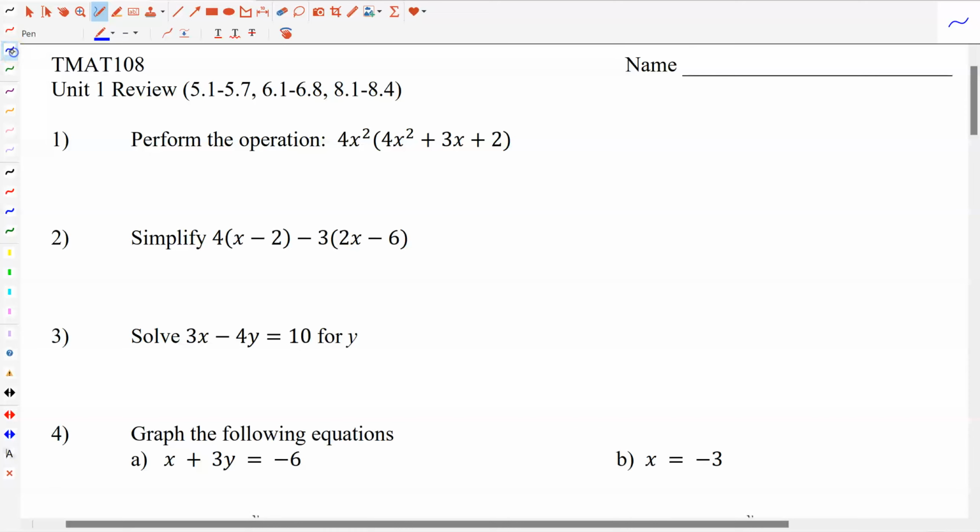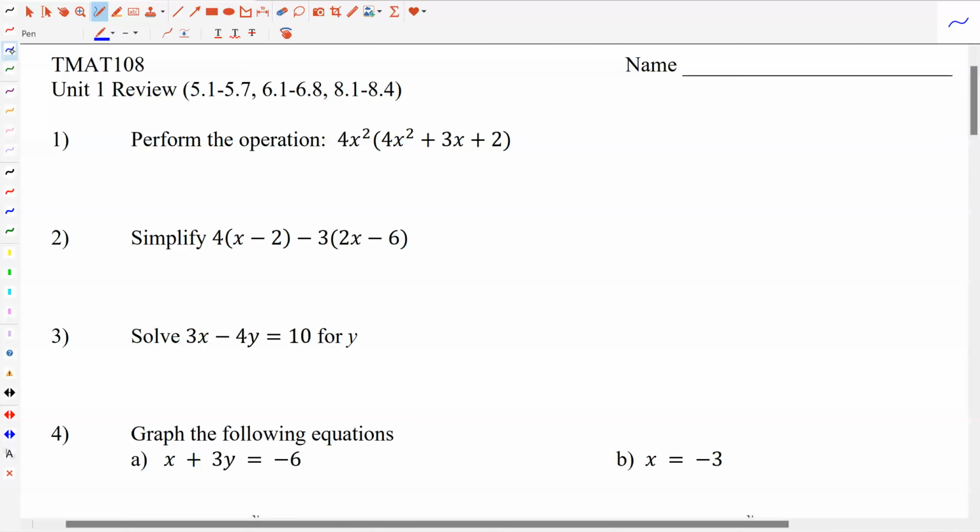Chapter 5 was over polynomials and their operations, so adding, subtracting, multiplying, dividing polynomials. Chapter 6 was over solving linear equations and using inverse operations and formulas and things like that. And then chapter 8 was over graphing lines. So these questions are not in any particular order, they're just random questions from some of those topics.